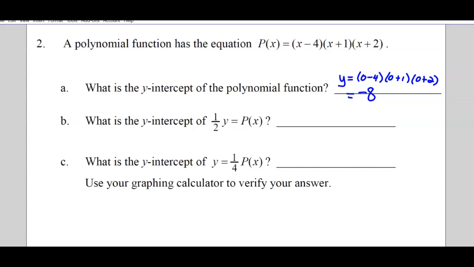Okay, so then think about it. If we are doing this transformation, okay, and we've got a y-intercept of negative 8, and we are replacing y with 1/2 y, that's a vertical stretch by 2, right? So if we have a y-intercept of negative 8, and we're stretching that by 2, that's now going to be negative 16.